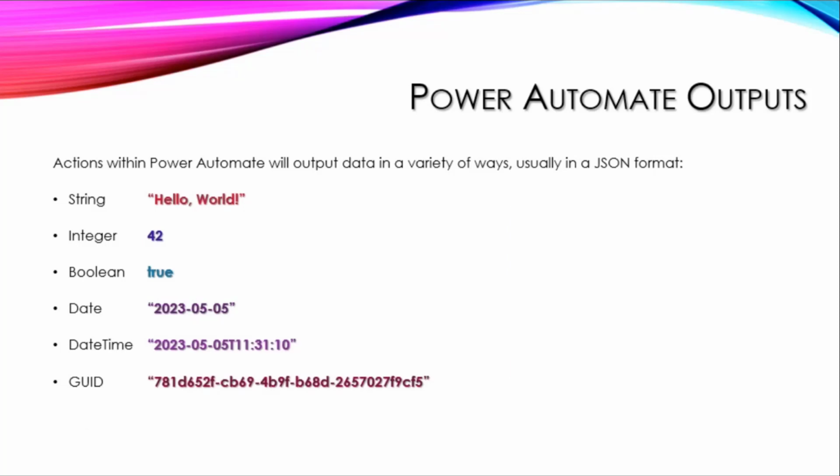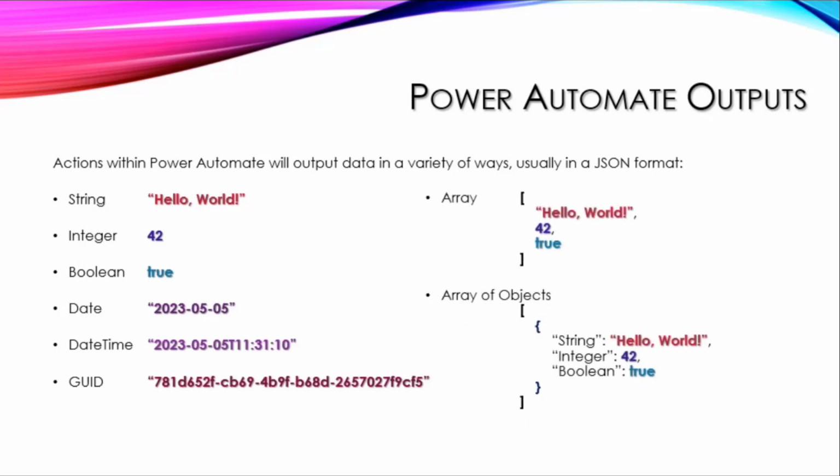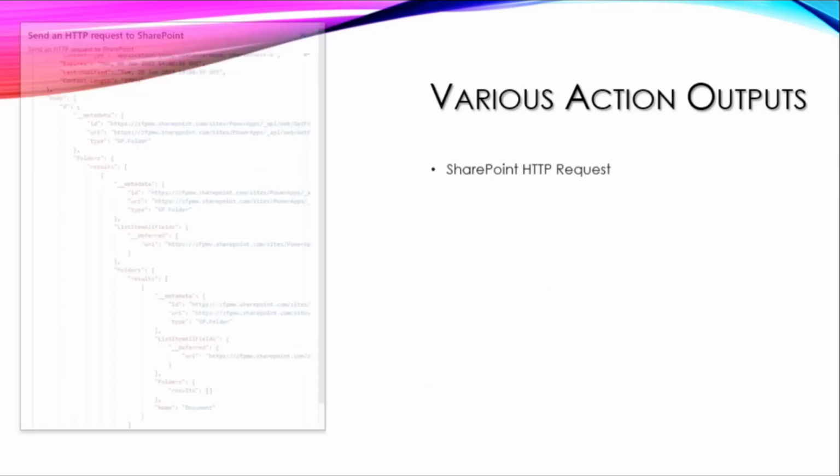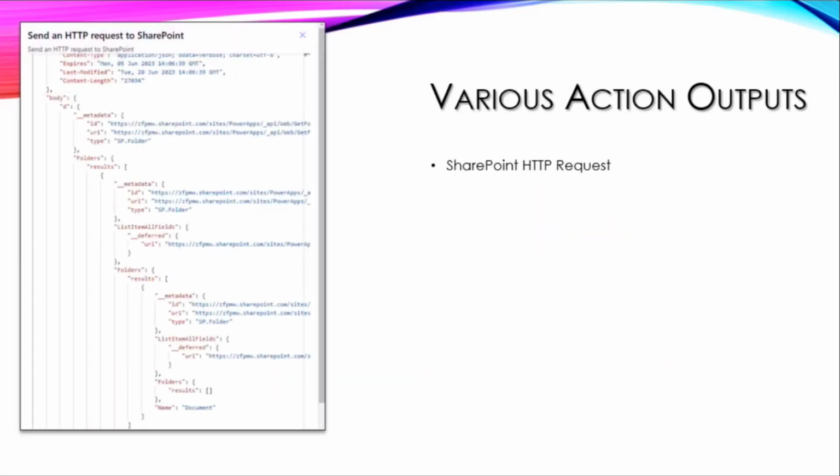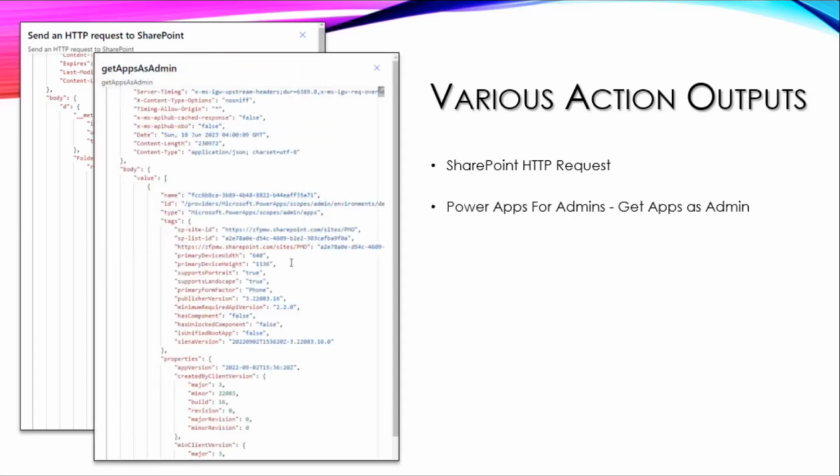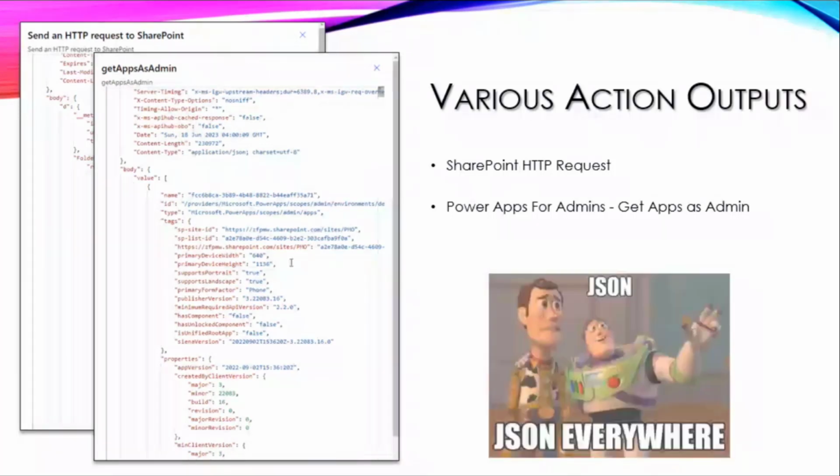But what they really, truly, mostly come out as are arrays and arrays of objects. So, various action outputs. I've done Power Automate flows that send HTTP requests to SharePoint. There's a whole lot there. I've done it for Power Apps for admins to get apps as an admin, and there's a whole lot in there. But it's JSON, and it's everywhere.